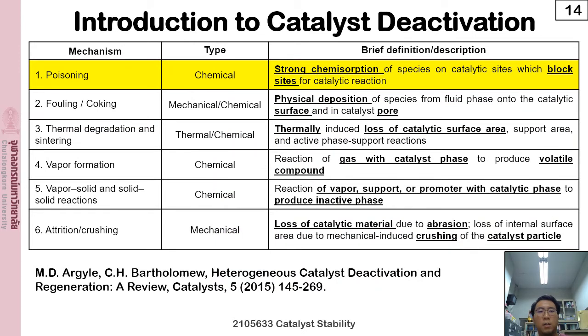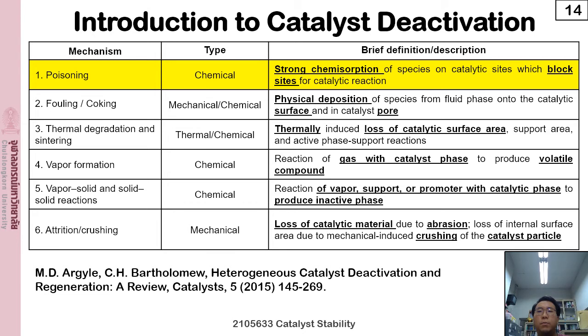So let's talk about the first type of deactivation: poisoning, which is classified as chemical deactivation. What is it? It occurs as the strong chemisorption of species on the catalytic sites. The catalytic site is the active site, so this strong chemisorption of species causes blockage. It blocks the active site.